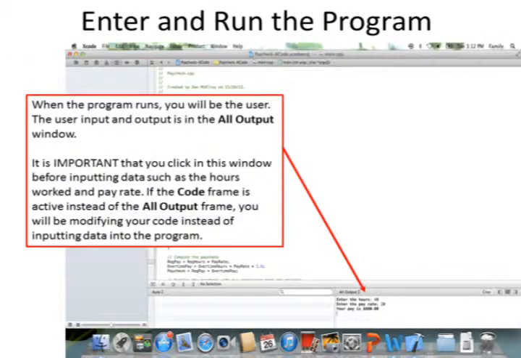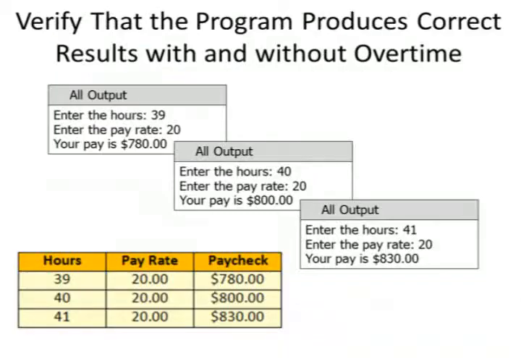When the program runs, now you're the user instead of the programmer. The user input and output is in the All Output window. It is important that you click in this window before inputting your data, such as hours worked and pay rate. If the code frame is active instead of the All Output frame, you will be modifying your code instead of inputting data into the program.